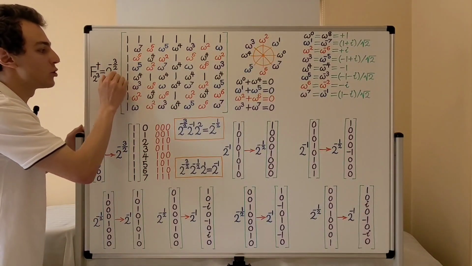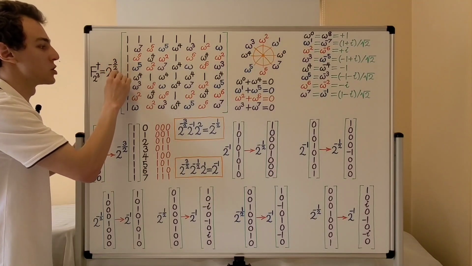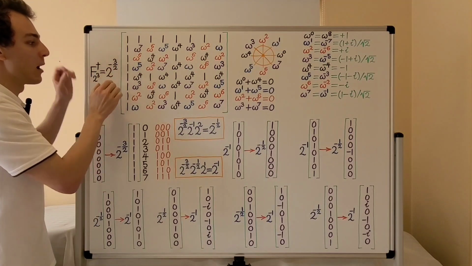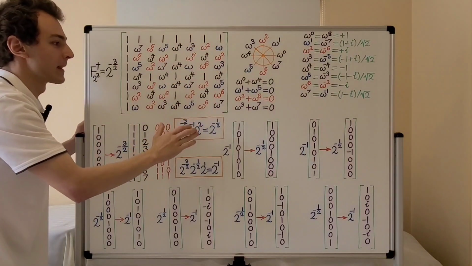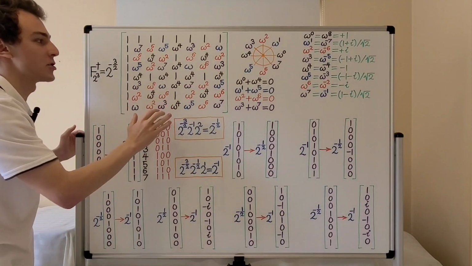Over here we have a normalization coefficient of 2 to the minus 3 on 2. So this is just a normalization coefficient out the front. And we can distribute this into all of the entries in this matrix. Now let's have a look at what's going on in this matrix. There's a lot of interesting patterns.